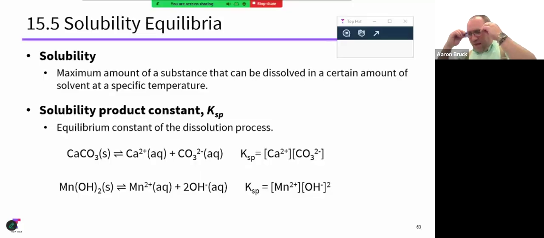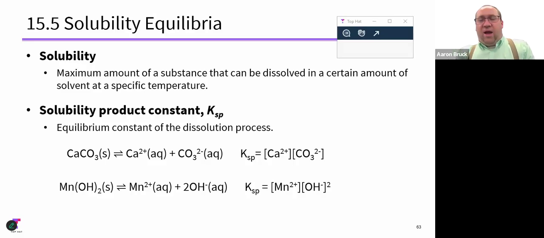All right, the last topic in this chapter is solubility equilibria. And for this, we're going to go back to an old kind of thought process that we were talking about all the way back in Chem 105 when we were looking at solubility equilibrium then. And it's the idea of solubility.